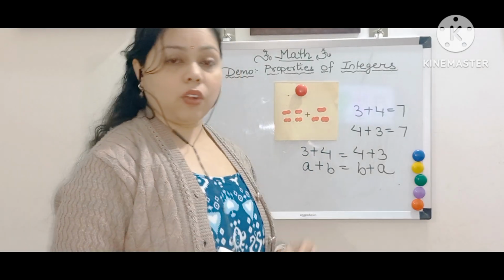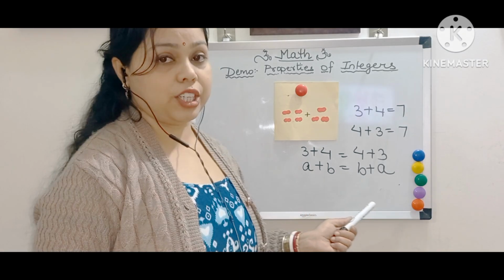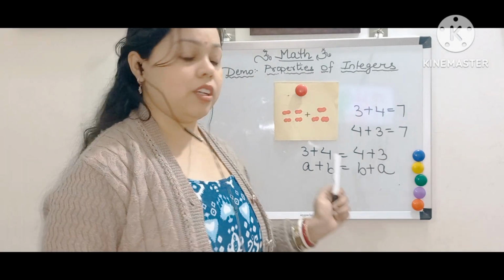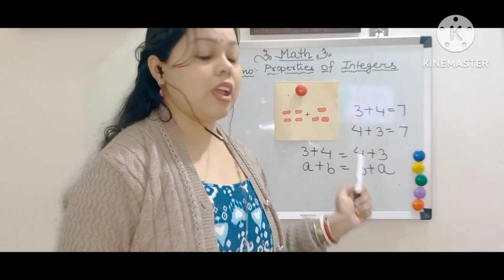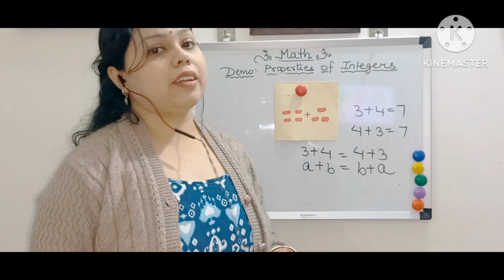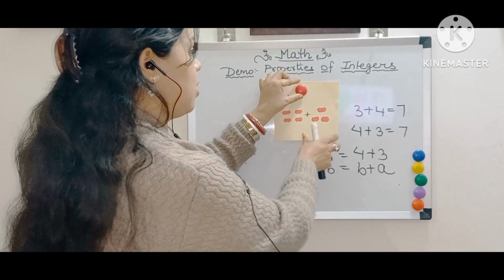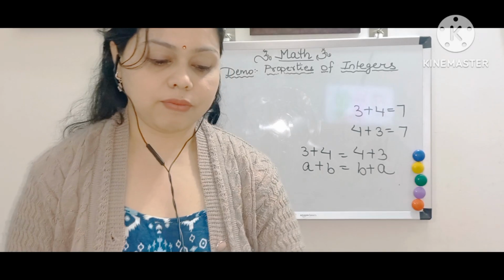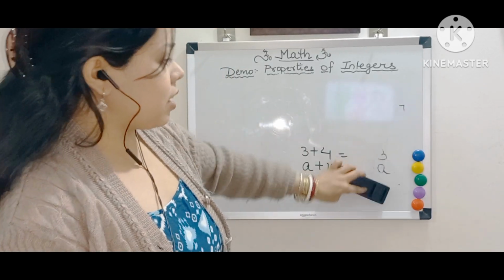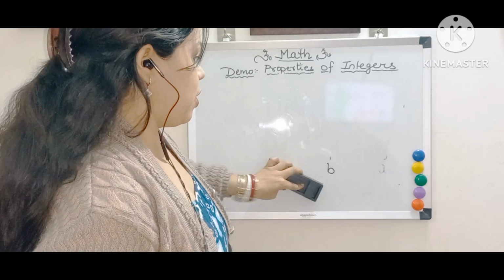So what will we call it? We will call it the commutative property under addition. Whenever you interchange the numbers, you will get the same result, and this is the commutative property under addition. Now we will check for subtraction, whether the commutative property will be fulfilled under subtraction or not.